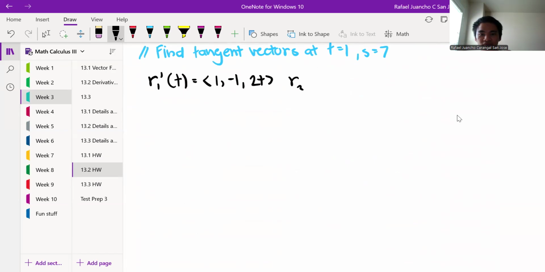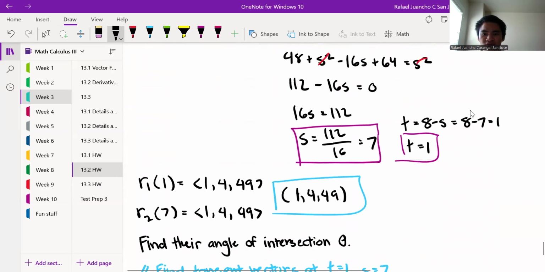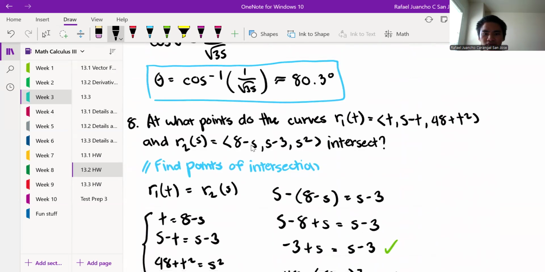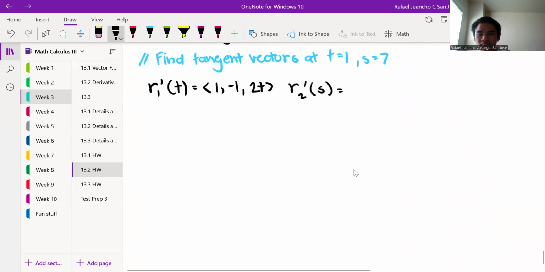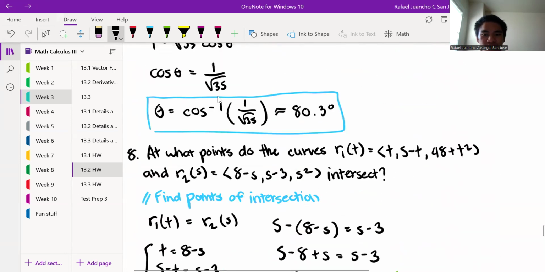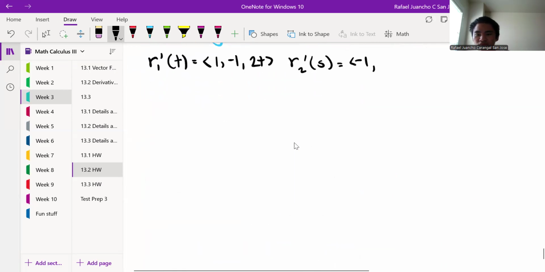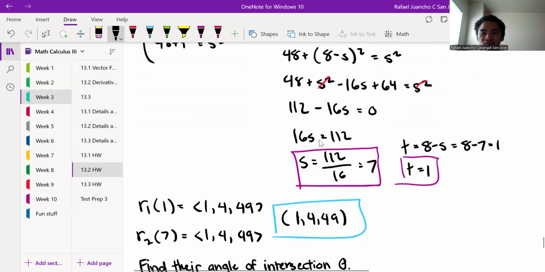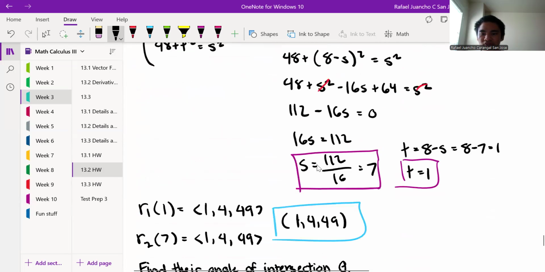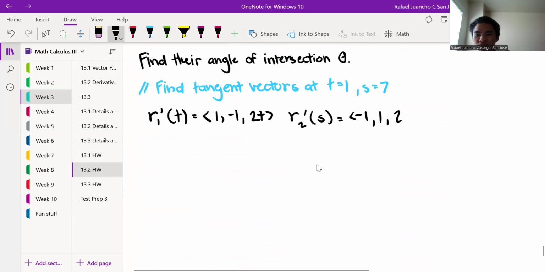And then we take the derivative of this next thing here, now in terms of s. So here we do 8 minus s, so that's negative 1 for the derivative. Then we have s minus 3, so that's 1. And then we have s squared, so that's 2s.